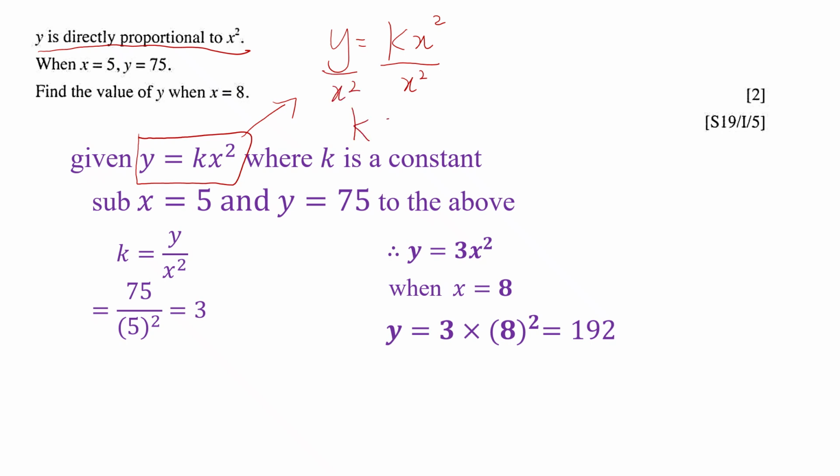So you get k equals to y over x squared. Substituting y to be 75, make sure you bracket your x, because it's x squared. Why do you want to bracket it? Because sometimes x can be a negative value, so you need to bracket it. So bracket 5 close bracket squared, and then you just use your calculator to evaluate. You get k equals to 3, and after getting k equals to 3, put your k here, so that you will get this equation. This equation is important.